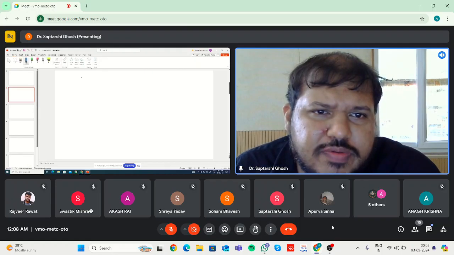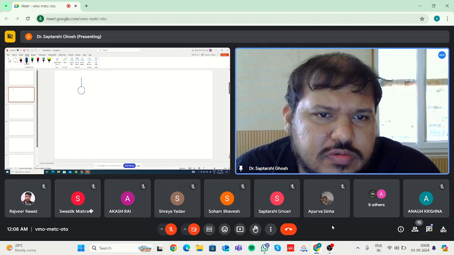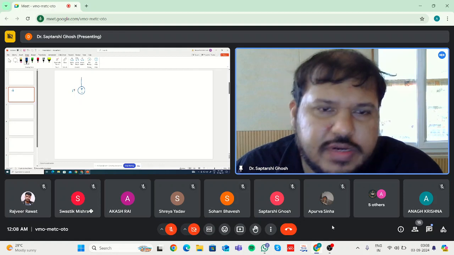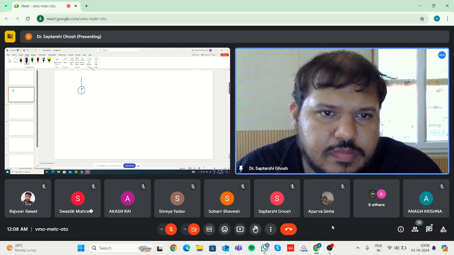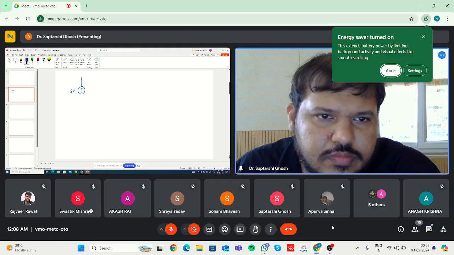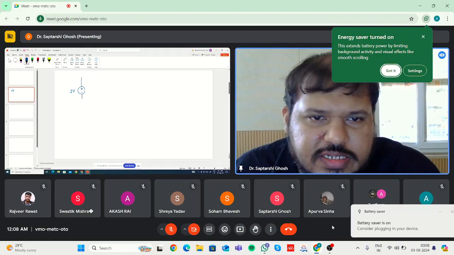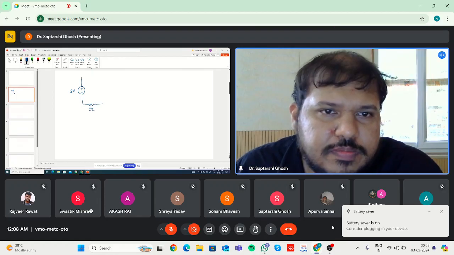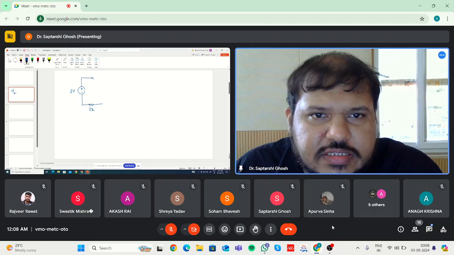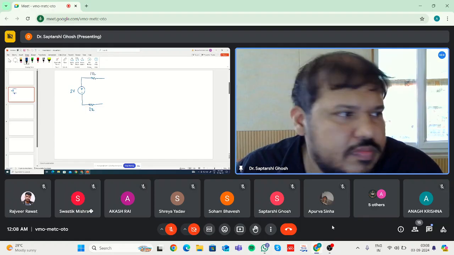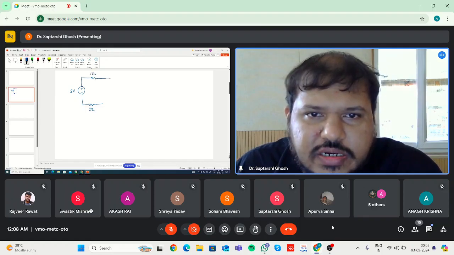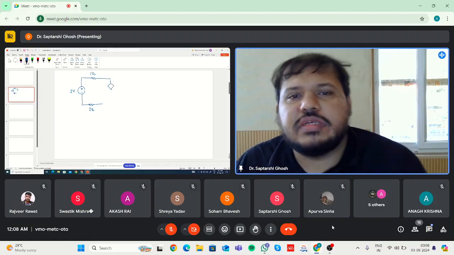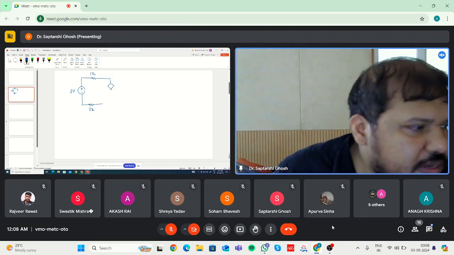Okay, what we are doing, we are taking a voltage source, plus minus. It is an independent voltage source of, let us say, 2 volt. Then there is a resistance of 2 ohm. Then there is another resistance which is of 1 ohm. Okay, now there is a dependent source. This diamond-like sign means it's a dependent source.